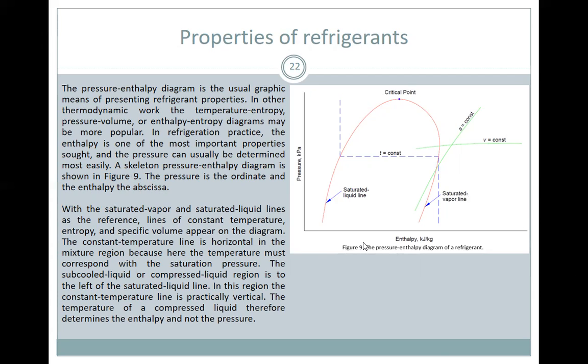So the pressure is the ordinate and the enthalpy is the abscissa. Ordinate, y-axis. X-axis, abscissa is the enthalpy. With the saturated vapor and saturated liquid lines as the reference, saturated liquid, tapos ang critical point, saturated vapor, complete line. Lines of constant temperature, ito, bago mag-saturation.